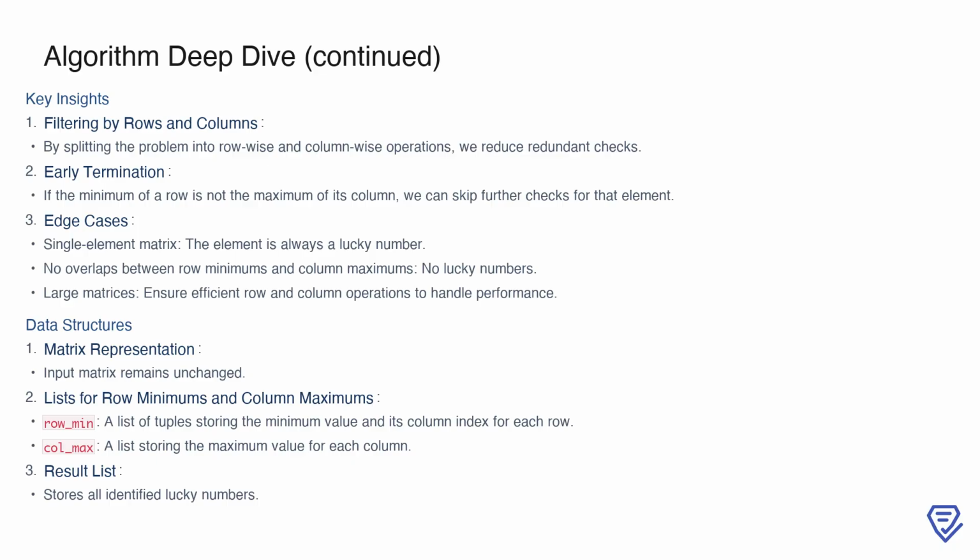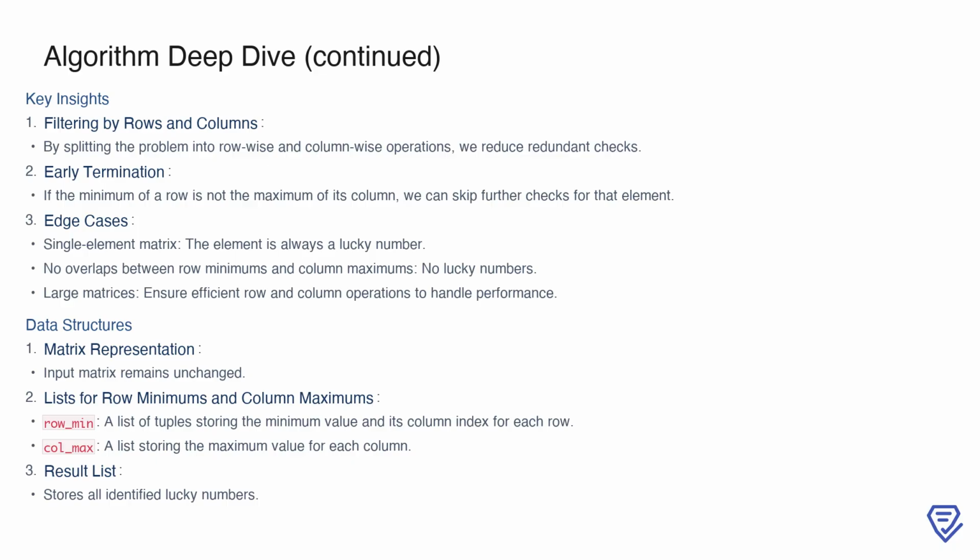It's also important to consider edge cases. For example, in a single element matrix, the element is always a lucky number since it is both the row minimum and the column maximum. In some cases, there may be no overlaps between row minimums and column maximums, resulting in no lucky numbers. For larger matrices, efficient handling of rows and columns becomes crucial to maintain performance.